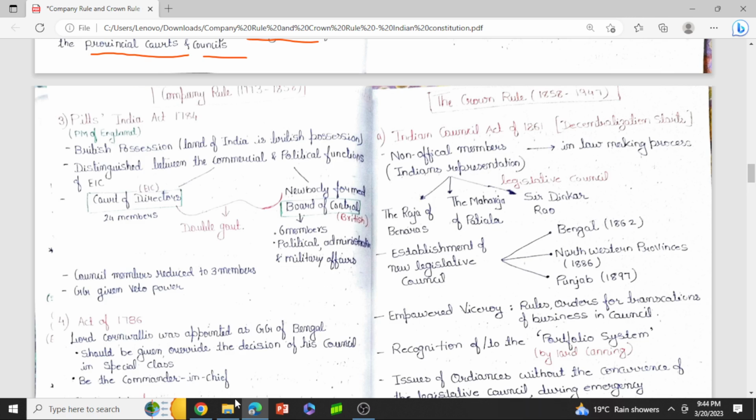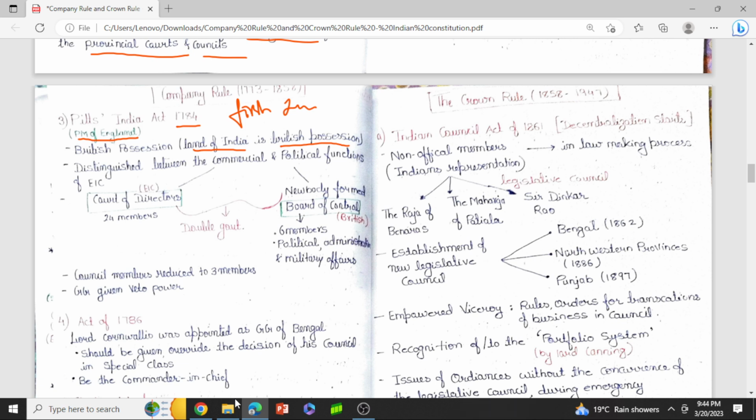Then came Pitt's India Act of 1784. He was the PM of England. This was the first time it was declared that India is a British possession. So for the first time it was declared that India is a British possession. Britishers came, Pitt came and said this is our place and we are going to run it.